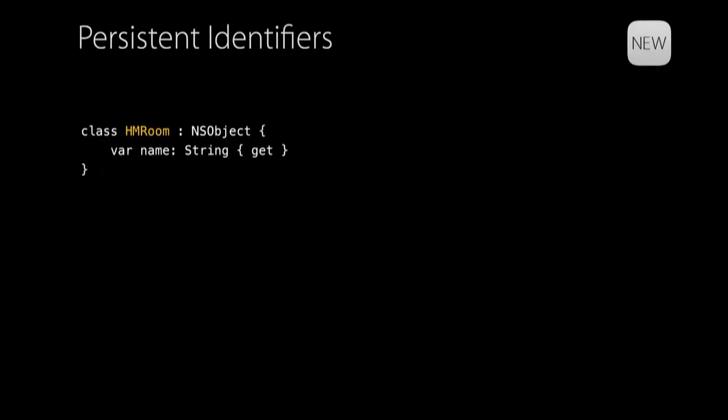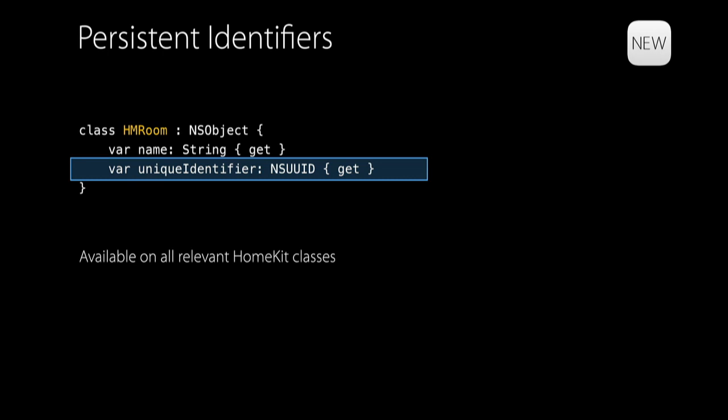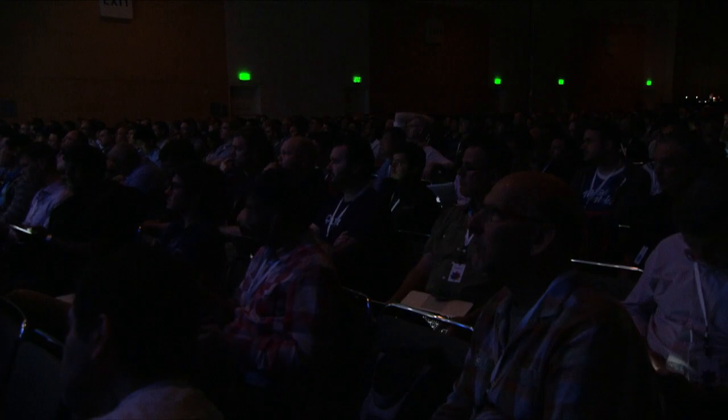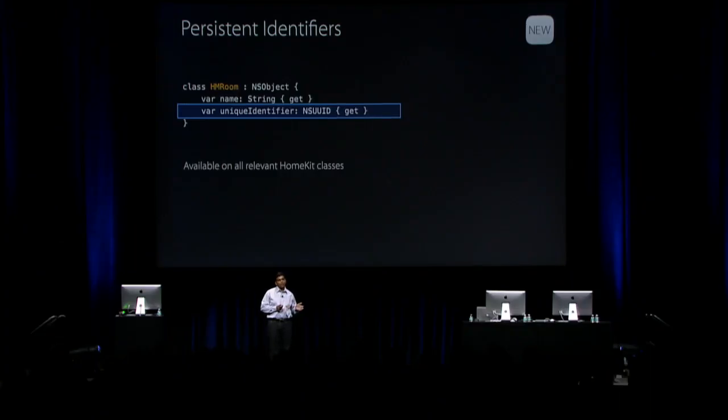To solve our problem, we need something more persistent. So in iOS 9, we're introducing persistent identifiers across all relevant HomeKit classes. So you're going to have a unique identifier property on these classes. These are unique to your applications, and now you can use this to associate context data in your app and associate that with a HomeKit object.